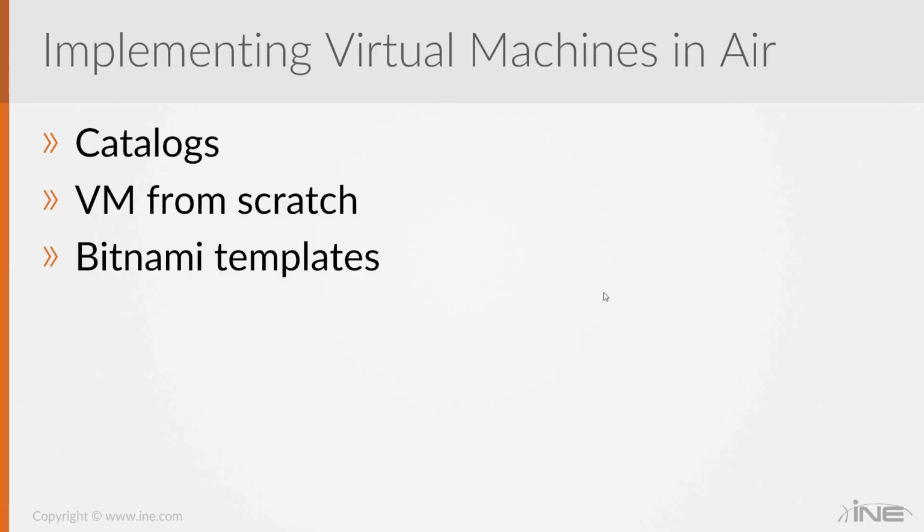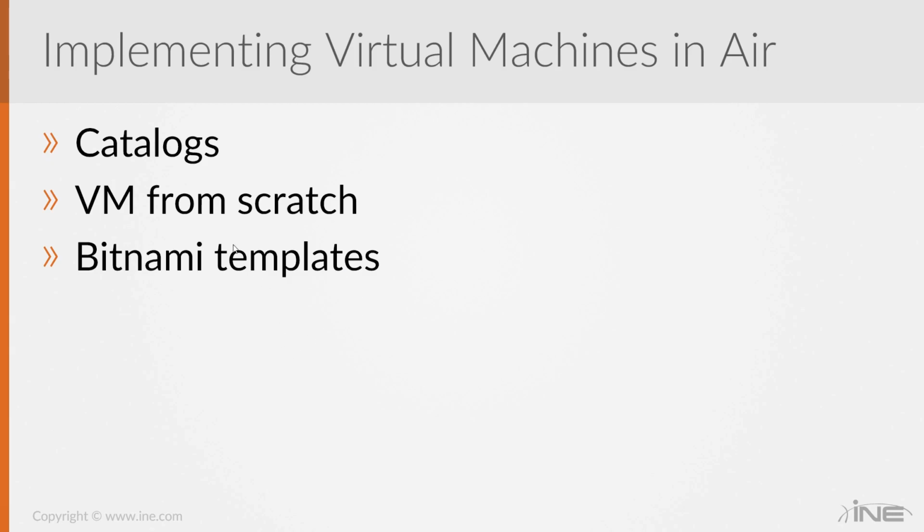So we are back to our slide. We have seen how one could implement very easily a virtual machine in vCloud Air, either from the public catalog, which is what we did. We picked up the CentOS machine. You could also pick it up from one of the Bitnami templates. We saw how we could do that as well. We looked at the LAMP stack.